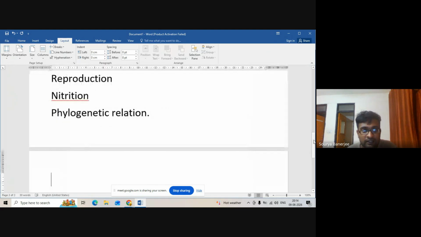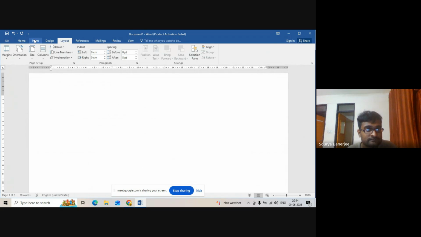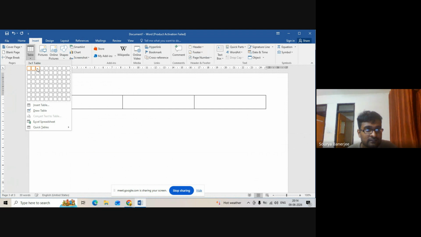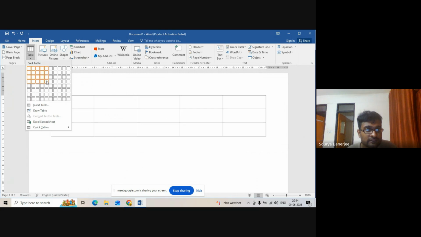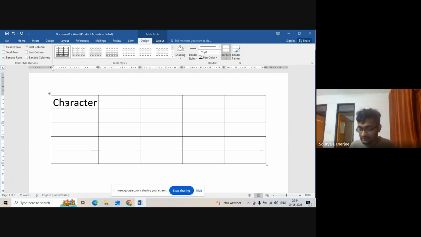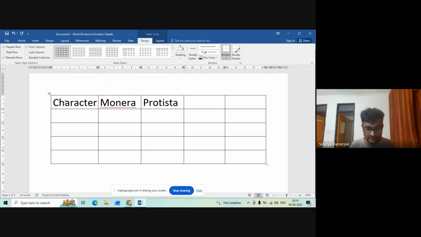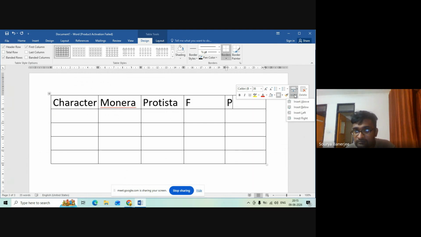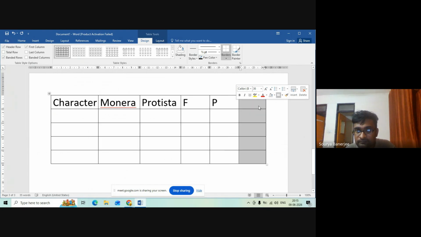Okay. Now you also have to see the comparison between these different kingdoms. So I am making a table. In that table, five kingdoms will be there, and based on certain characters we will compare. So first one is character. Then Monera, next Protista, third fungi. I am writing in short form. Fourth is plantae, and the last one will be animalia, right?